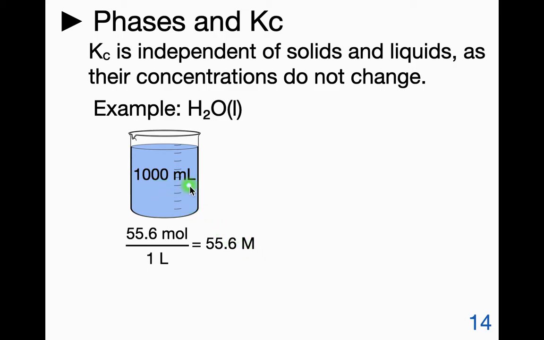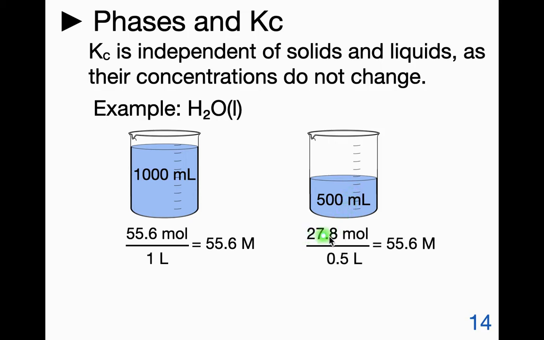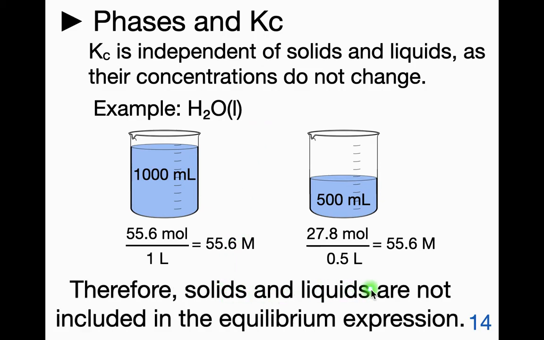Well, what if I had half the amount, 500 milliliters? Well, I would have half the number of moles, but I still would have the same concentration. And so that would be true for a solid and for a liquid. The amount that we have does not change. So solids and liquids are not included in the equilibrium expression. So when we come up with our equilibrium expression and we have a solid or a liquid, we simply omit it, as you'll see here.